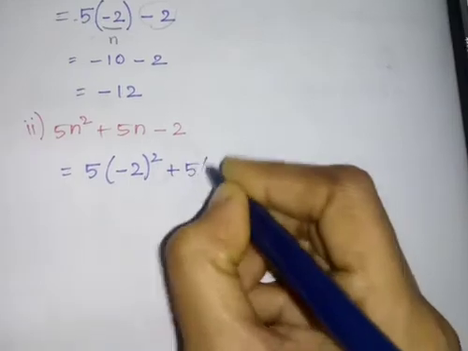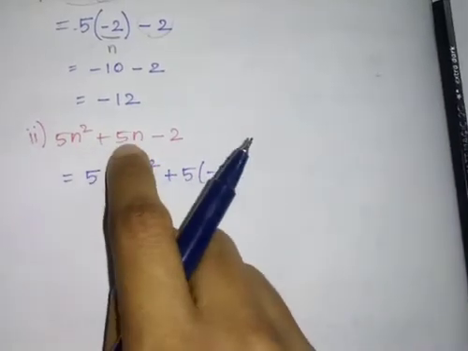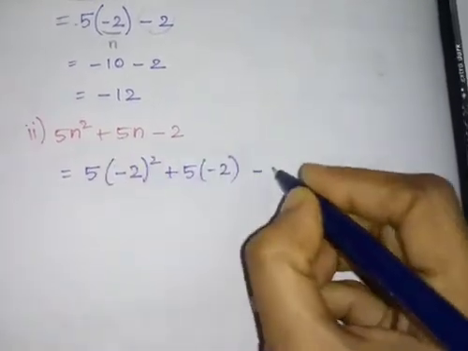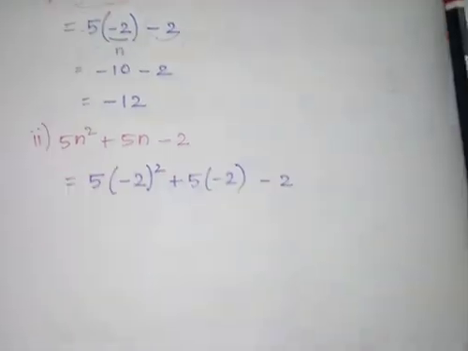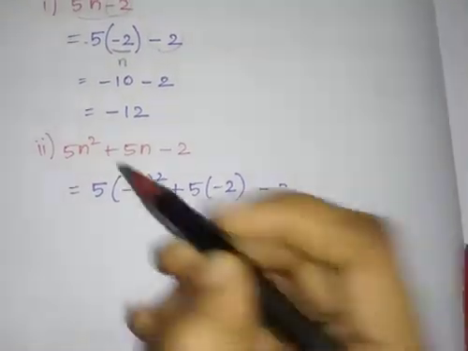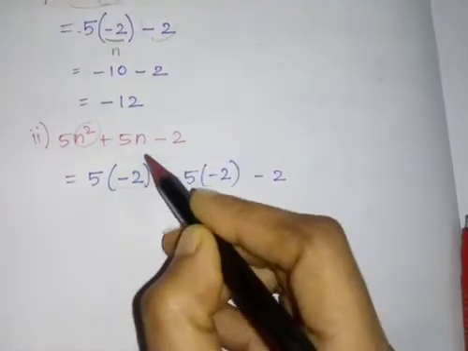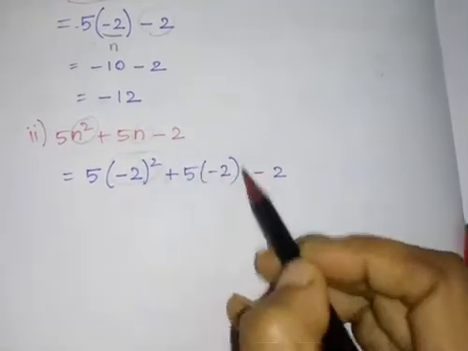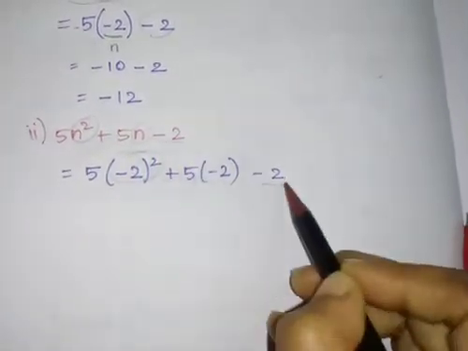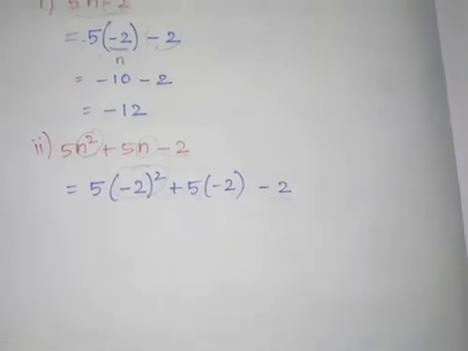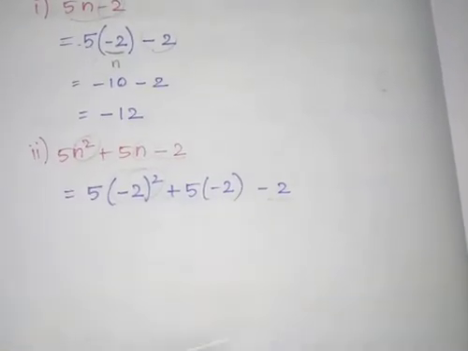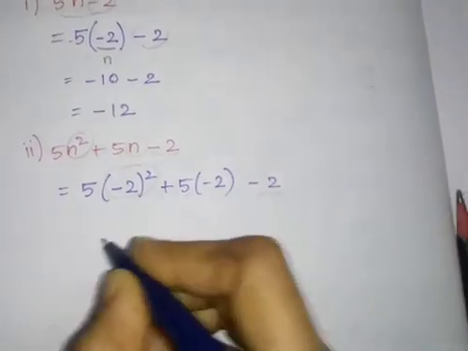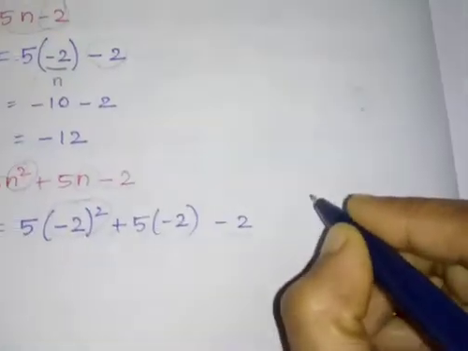Plus 5 into minus 2. Then this minus 2 is given. Listen. This is n square, upper minus 2 square. N into minus 2. Then this minus 2 is given here. Now what will you do? Minus 2 the whole square. What is the answer? See, listen. You already know it.